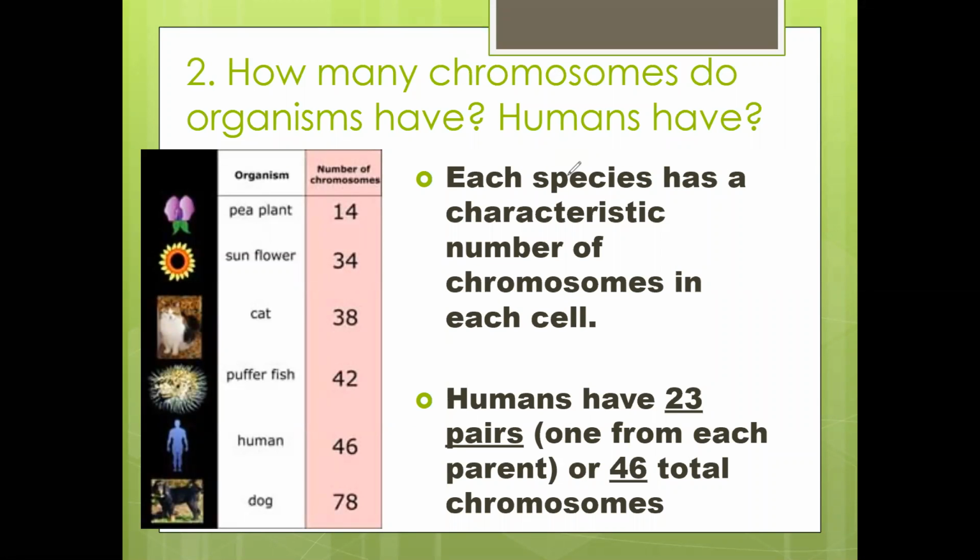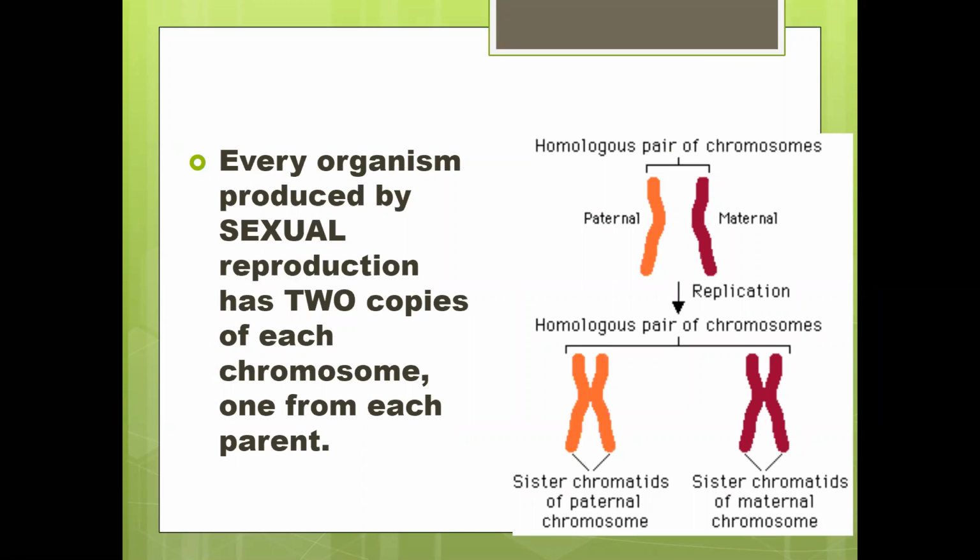Chromosomes in different organisms: each species has a unique number of chromosomes. Pea plants have 14, sunflowers 34, cats 38, and so on and so forth. Humans have 23 pairs of chromosomes, one coming from each parent, for a total of 46. Every single organism that's produced by sexual reproduction is going to have two copies of each chromosome, one coming from each parent. You can think of one chromosome from maybe your dad as 1A and the other one of the same type that came from your mom as 1B, or vice versa.